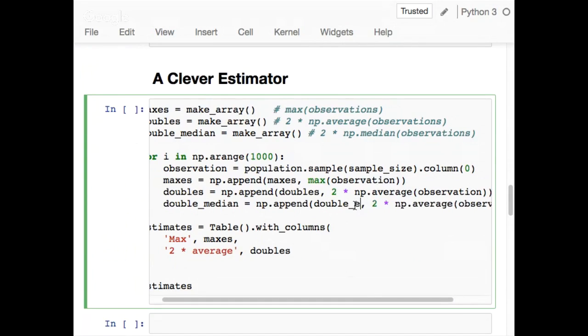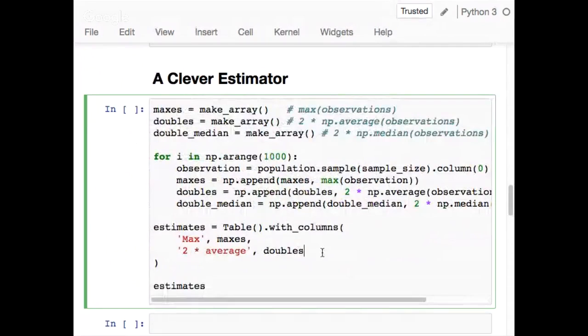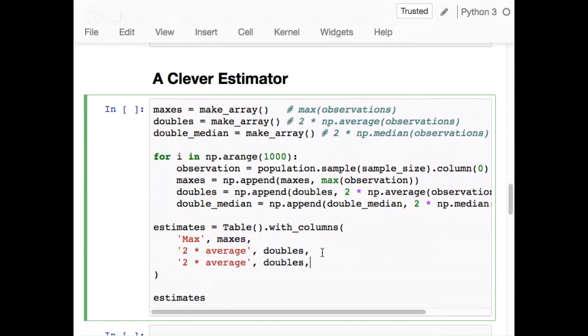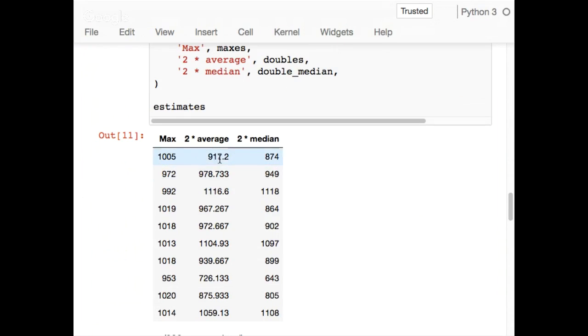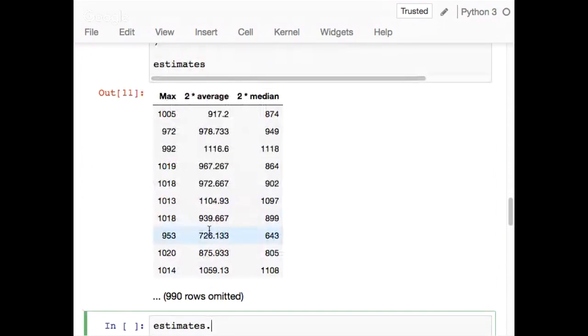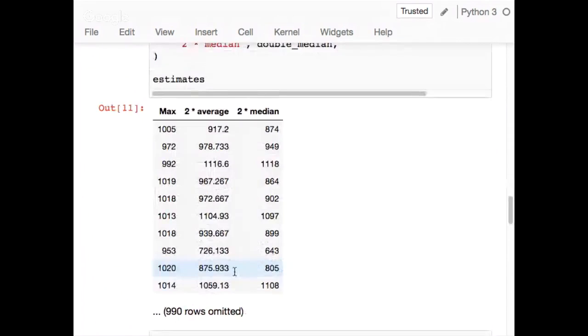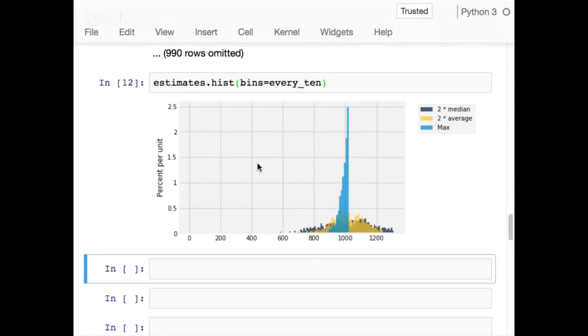Keep track of everything plus 2 times the median. Let's see what happens. 2 times np.median observation. Double median. And let's see what happens. So I have here max, 2 times the average, and 2 times the median. Let us see what that gives us. Estimates.hist. I'm so excited. What could it possibly look like? And unfortunately not. It's a little bit more spread out than it was before. Well, we tried. Any other ideas?